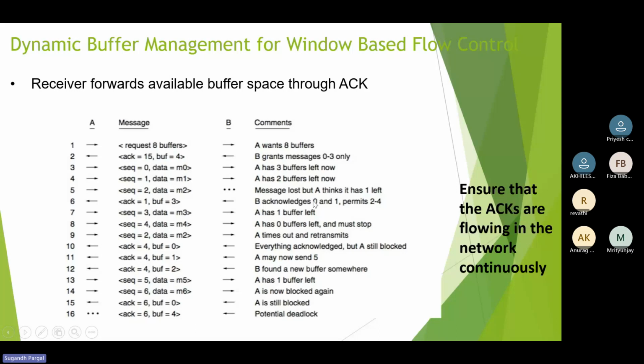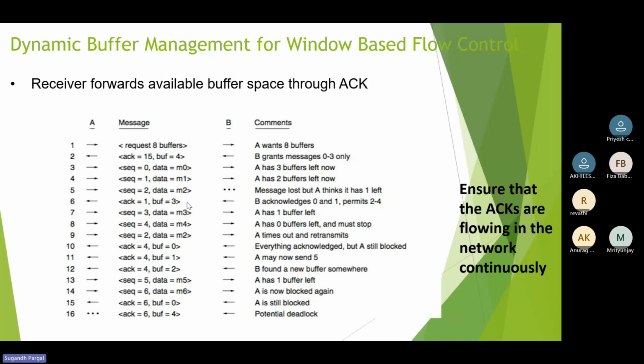So now B acknowledges the receipt of 0 and 1, and it sends acknowledgement 1. That means from 0 till 1, all the packets are received. So it permits 2 to 4. That means the buffer space is 3 now. A thinks only 1 is left, but there are 2 left. Now it acknowledges with 2, and 2 others are also left. So it has allotted three buffer spaces.